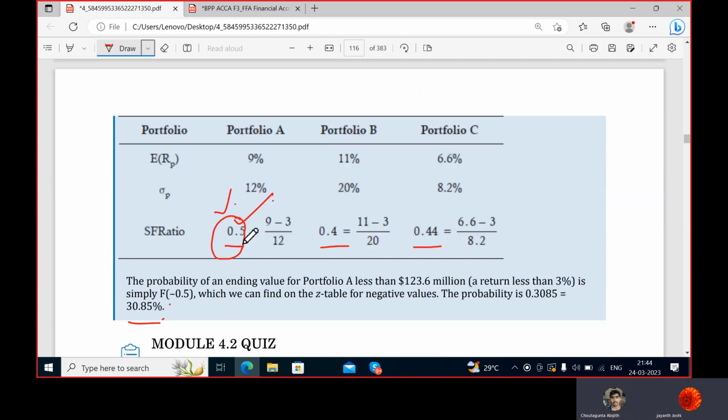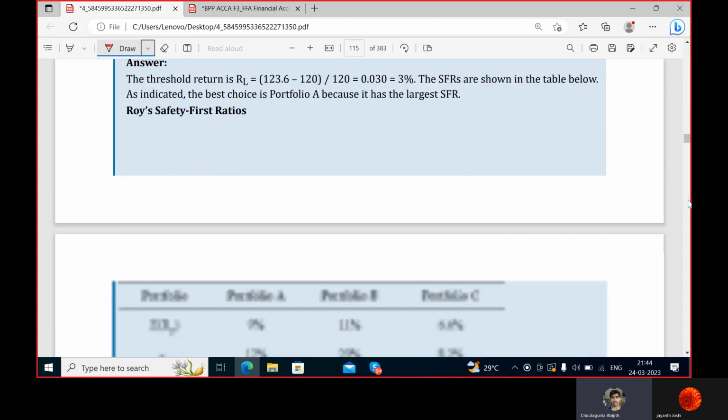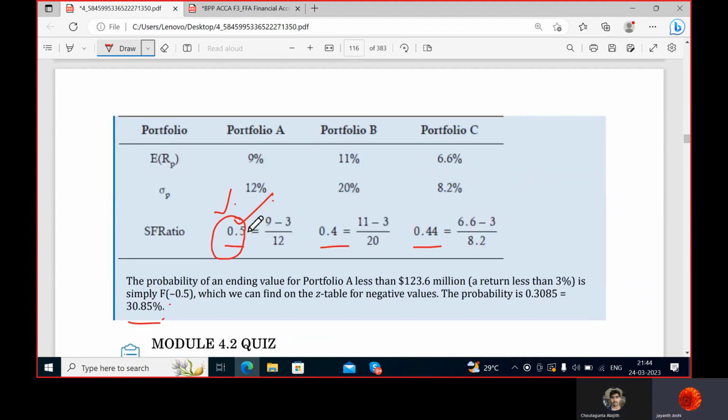No, see, you got this SFR ratio, na? Yes. So find out the SFR ratio. That I got. Yeah, you got, na? So which is the highest SFR ratio? This one. So the probability of an ending value of portfolio A less than this is simply this, which we can find on Z table. So probability is 30.85%. Okay.